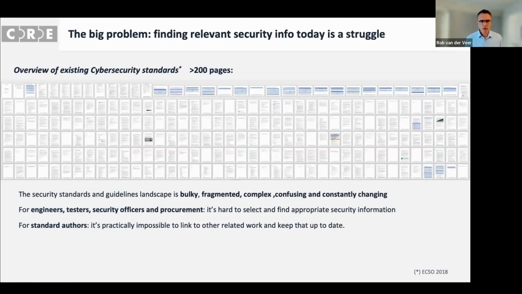a multitude of them. This whole landscape is bulky, fragmented, complex, confusing, constantly changing. You see here a report by the ECSO, which is just a list of existing security standards, and it's more than 200 pages. And if you're an engineer, a tester, a security officer, if you want to buy software, set requirements, it's very hard to select and find the appropriate information on security to do your work.